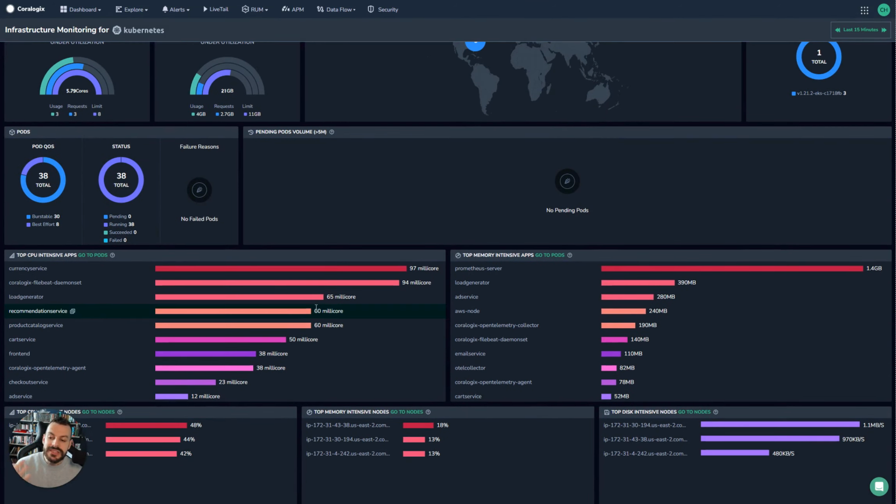You need to know which of your applications are consuming the most resources. And we can have a look at an example here. We can see Prometheus is using by far the most memory on the cluster, 1.4 gigabytes. The next one down is 390 megabytes. So right there, we get an instant visualization of what our applications are doing.